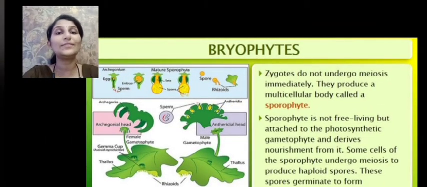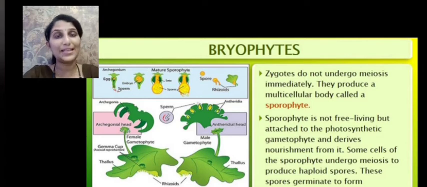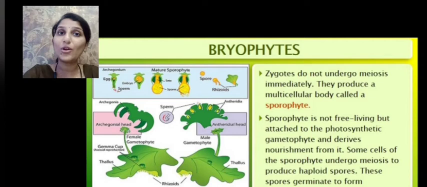And the zygote does not undergo meiosis immediately. It starts dividing instead. We know meiosis is a reduction division. That means N plus N, that is the male gamete and female gamete, will fuse together to form a zygote which is 2N. But what is the plant body? It is haploid. It will have only 1N.